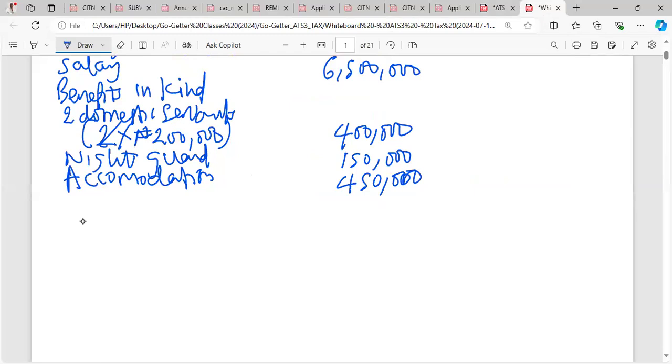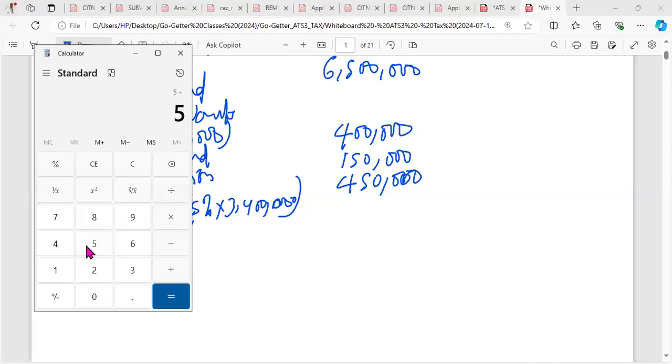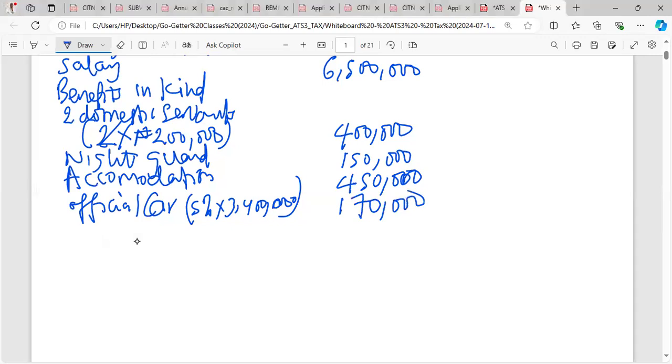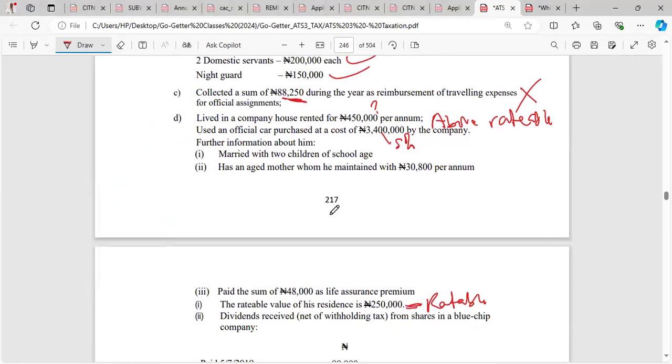So we will come here and say official car. We say 5% of 3,400,000. So what would that give us? 5 divided by 100, that's 5% of 3,400,000. That gives us 170,000. So we come here and put our 170,000. Now that's your benefits in kind. Let's see if there are more. Okay, there are no more benefits in kind.